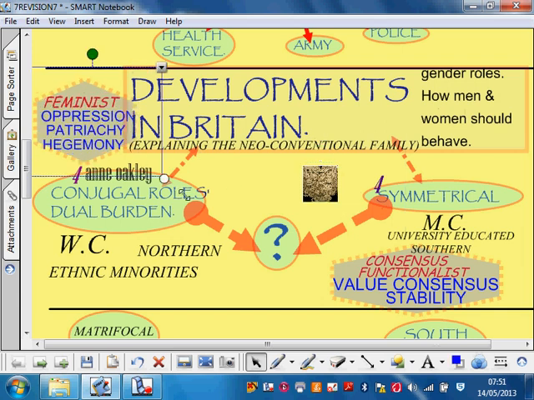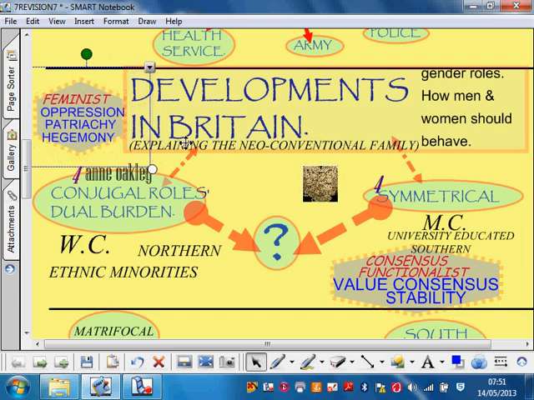Feminists, however, said, no, this is not true. And a woman called Ann Oakley, Professor Oakley, came up with the idea of the dual burden. She said what's happening in these neo-conventional families is that the woman still does the bulk of the domestic duties. She plays more conjugal roles around the home. She does the cooking, the cleaning, the childcare. She has two jobs: a full-time paid job and most of the domestic duties at home. It's called the dual burden. It then developed into the triple shift, with all the emotional work as well.